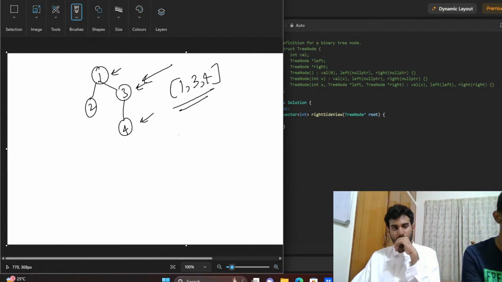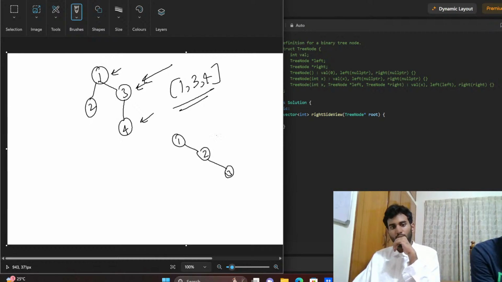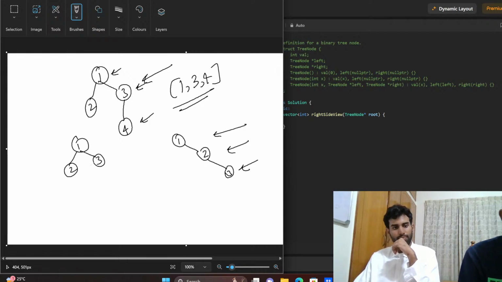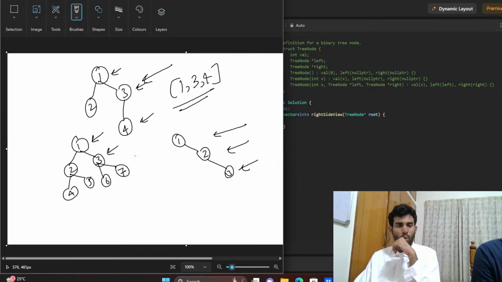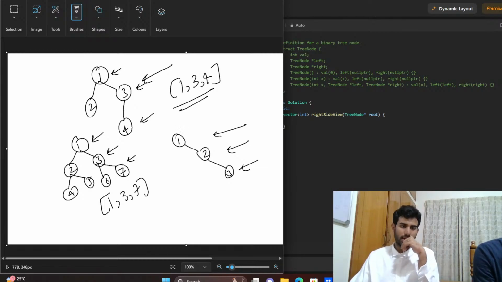Taking another case, let's just say you have a skewed binary tree. If you look at this tree from the right side, 1, 2, and 3 are supposed to be your output. And let's take one last example. Let's say you have 1, 2, 3, and 4, 5, and let's say you have 6 and 7. If you look at this binary tree from the right side, 1, 3, and 7 have to be your output because these are the nodes that are visible if you look at the tree from the right side.